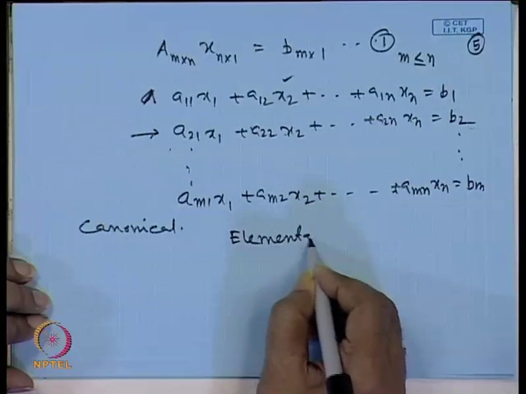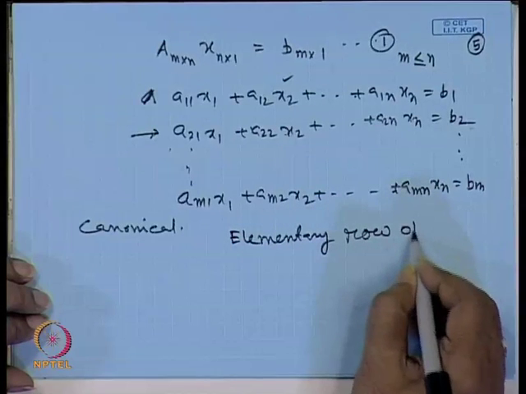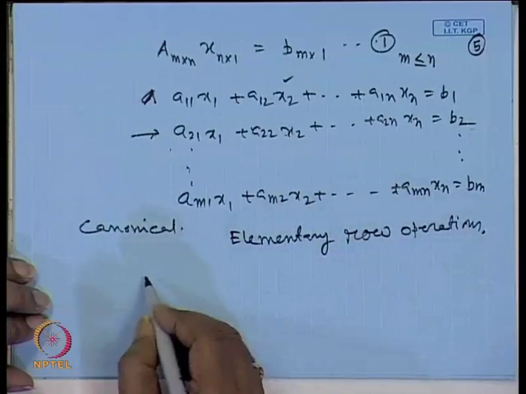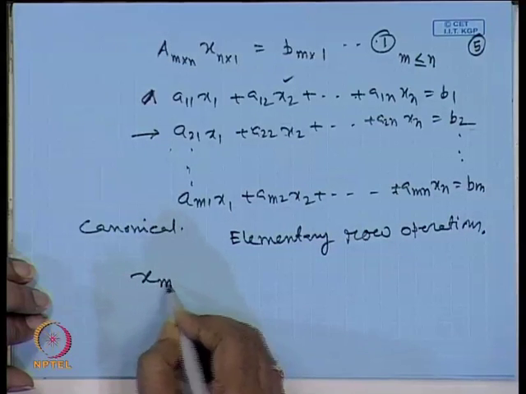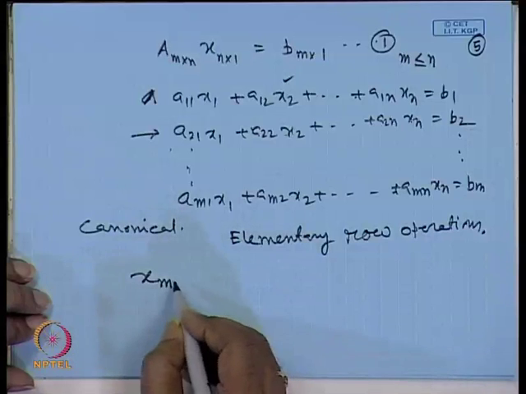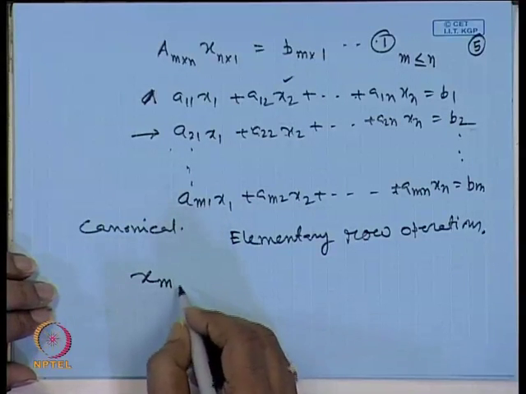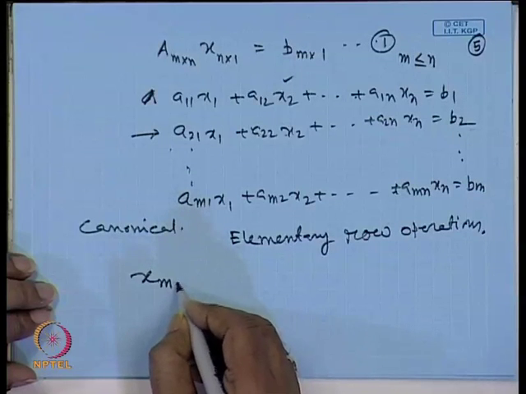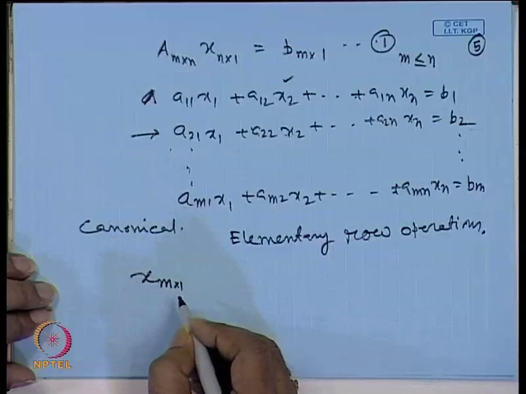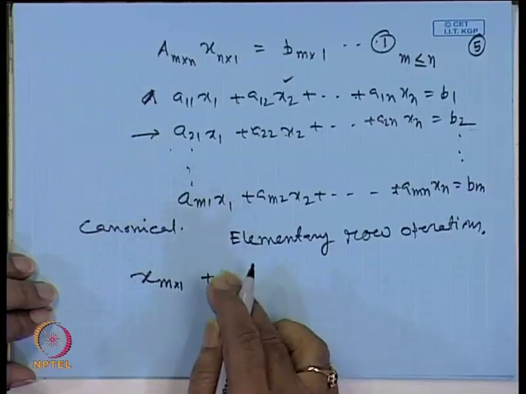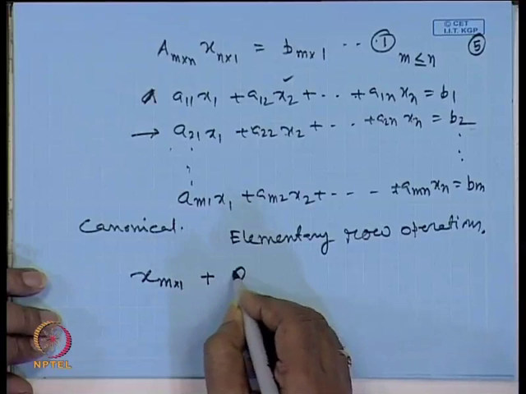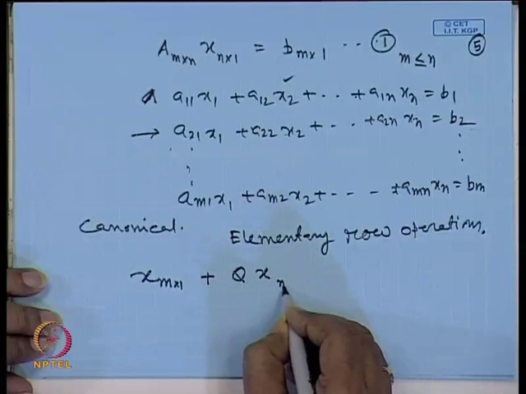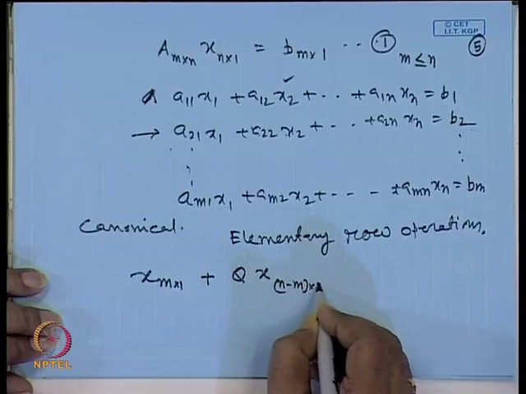After doing elementary row operations, one can write the above equation this way. The dimension of xm is m cross 1, since there are m components, x1, x2 up to xm. Then the remaining variables will be multiplied by Q, which is a matrix, and those variables will be n minus m cross 1.